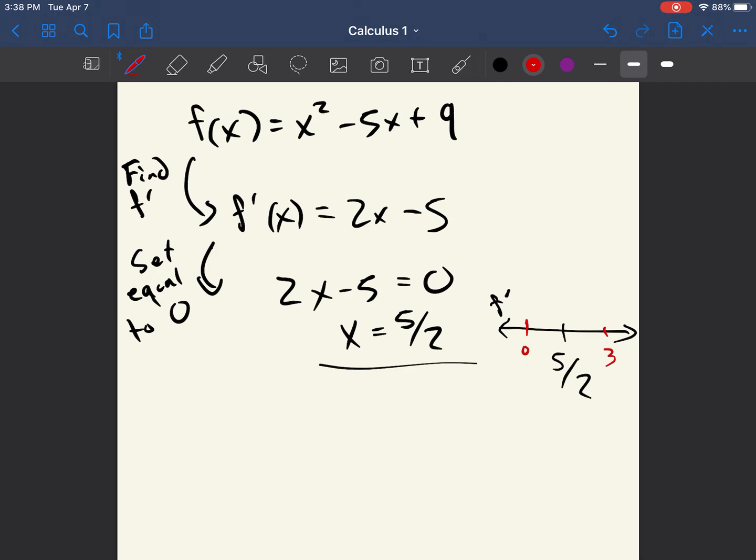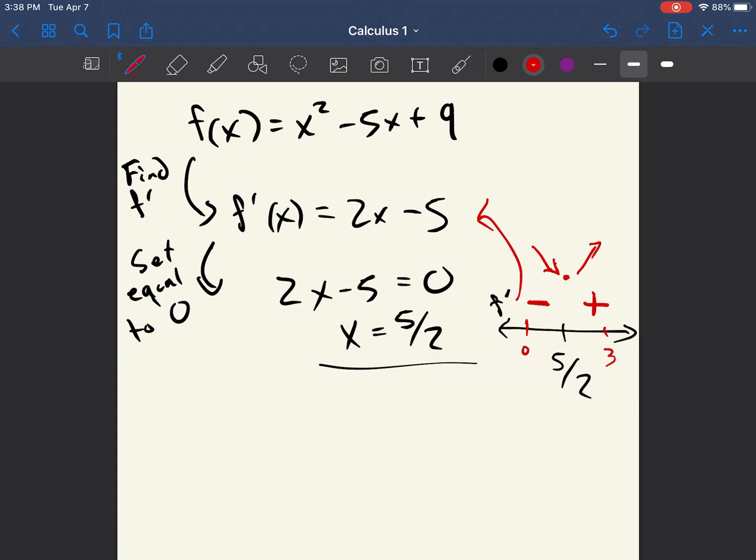And you can see whether the derivative is positive or negative by plugging these numbers into the derivative. So if you plug in 0, you're going to get minus 5, so it should be negative here. And if you plug in 3, you should get, let's see, 3 times 2 is 6, 6 minus 5 is 1. So that's a positive number, so plus. So you can see the function is going down and then up. So this should really be a minimum, right?